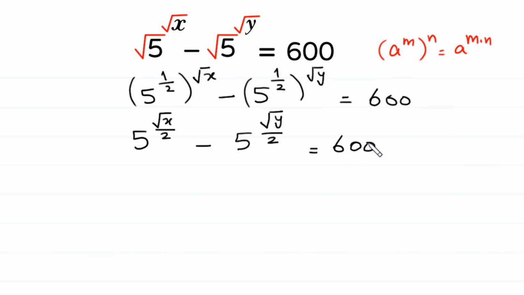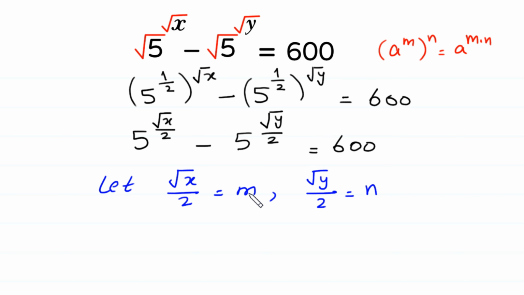Next, we suppose that square root of x over 2 is equal to m and square root of y over 2 is equal to n. Let square root of x over 2 be m and square root of y over 2 be n, and we substitute these values in this equation. Then this equation becomes 5 to the power m minus 5 to the power n is equal to 600.